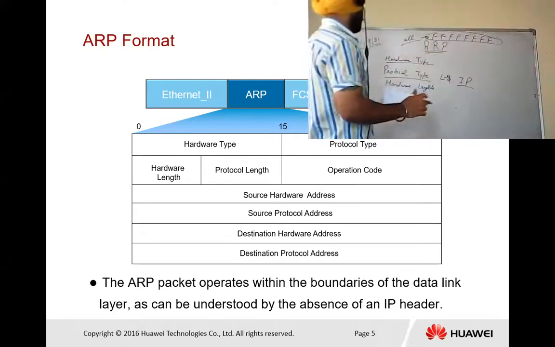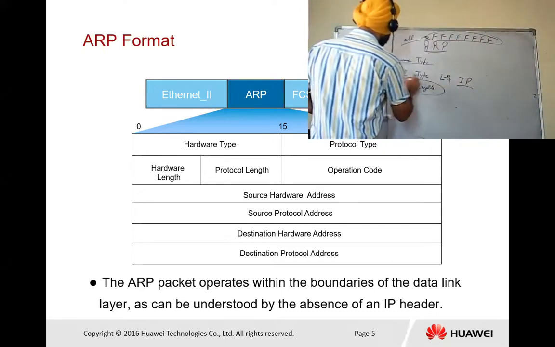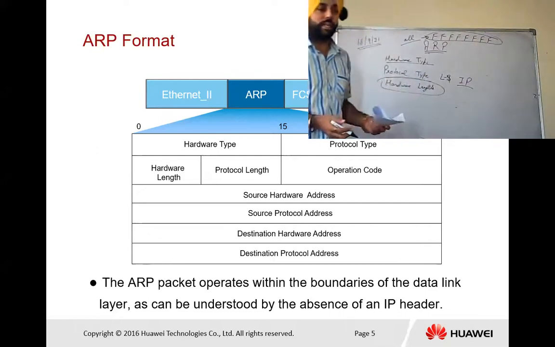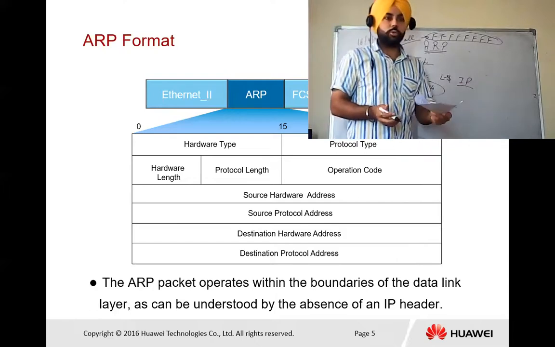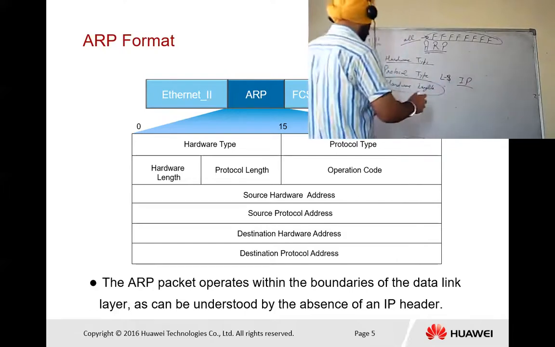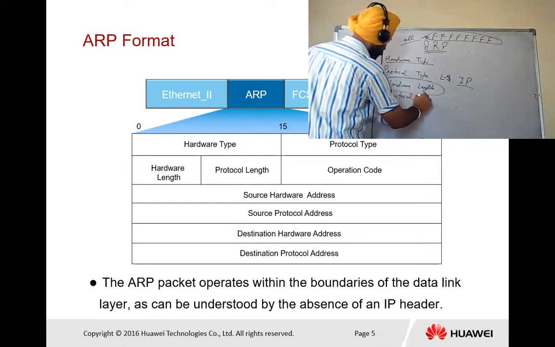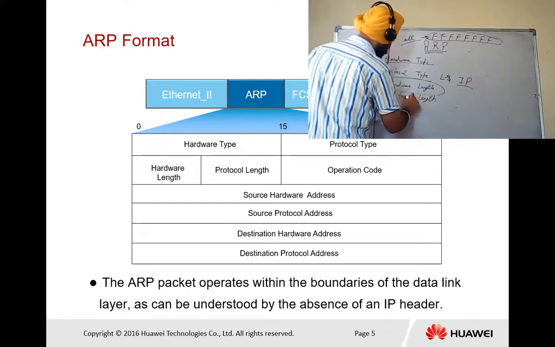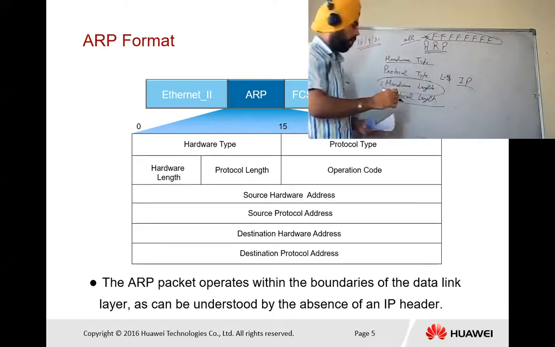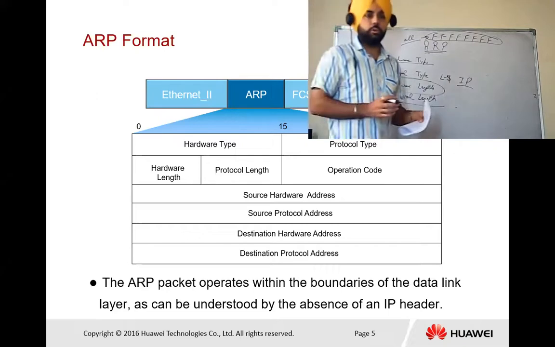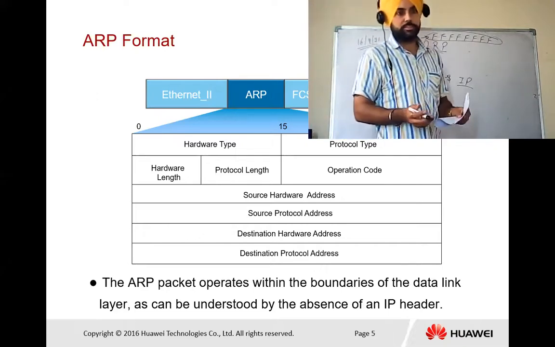So next is the hardware length. Hardware length is the same, meaning the length of the Ethernet. Next we have the protocol length. Protocol length is the length of your IP address.